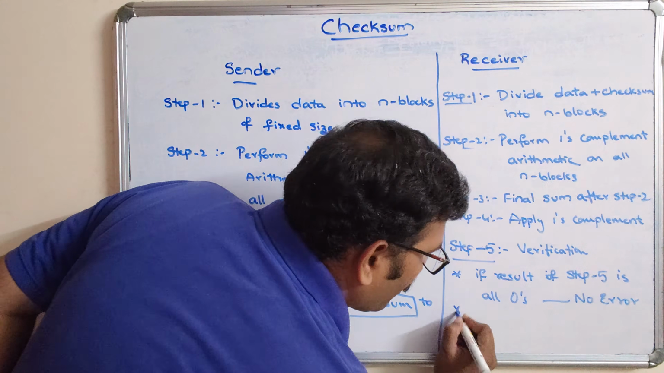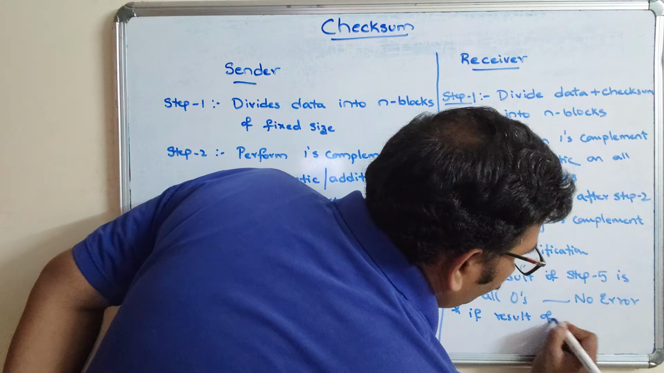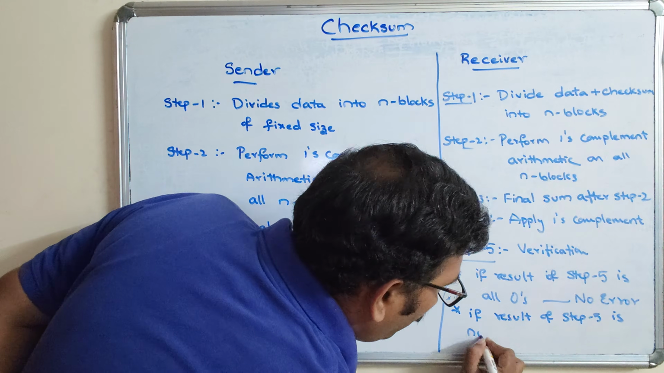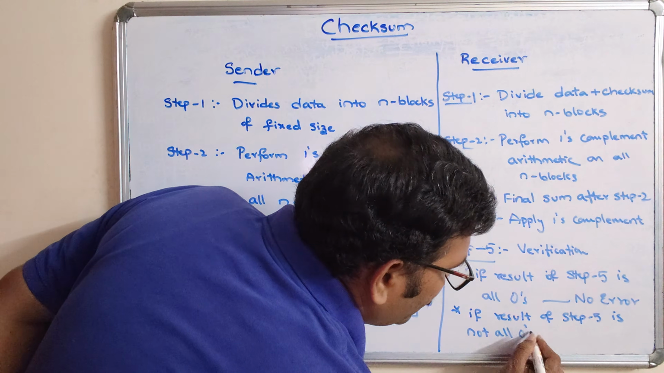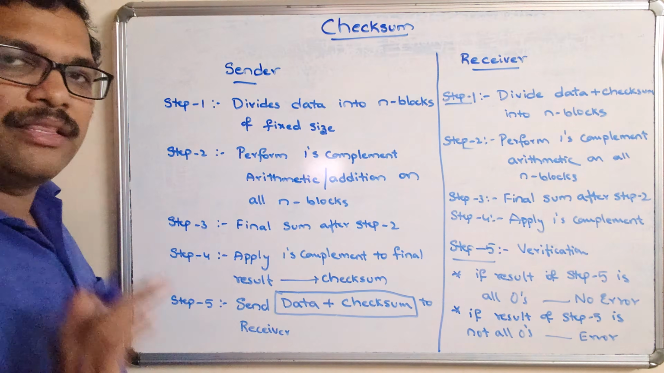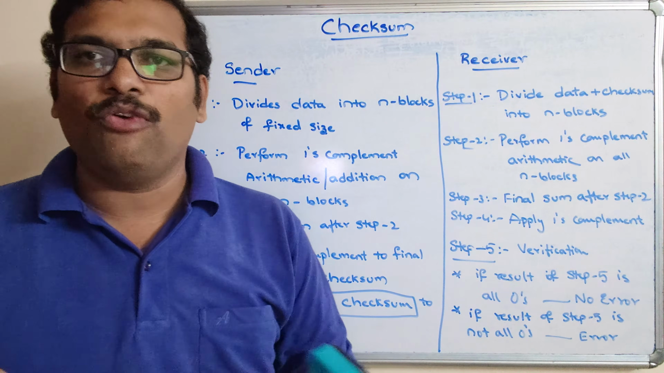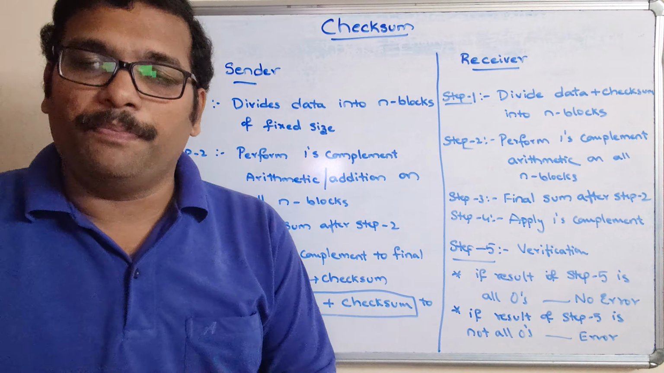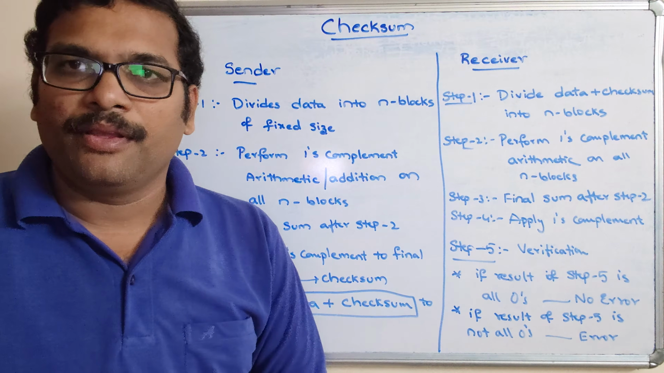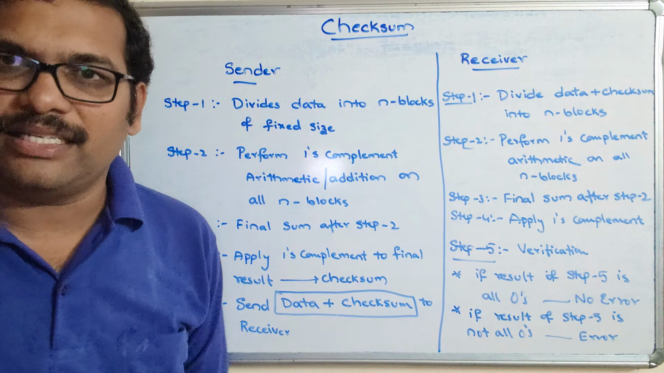And if the result of step 5 is not all zeros, then it implies there is an error. So during the transmission, some bits have been errored, flipped. Error means the flipping of bits. Hope you understood these steps on the sender side and the receiver side.